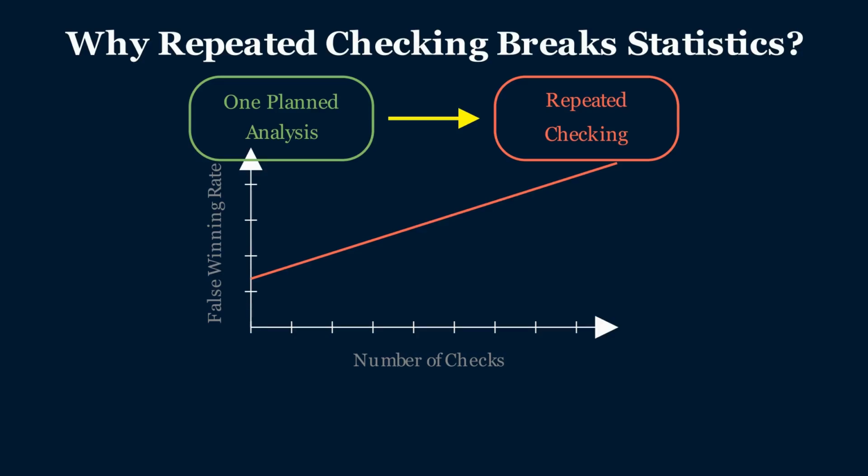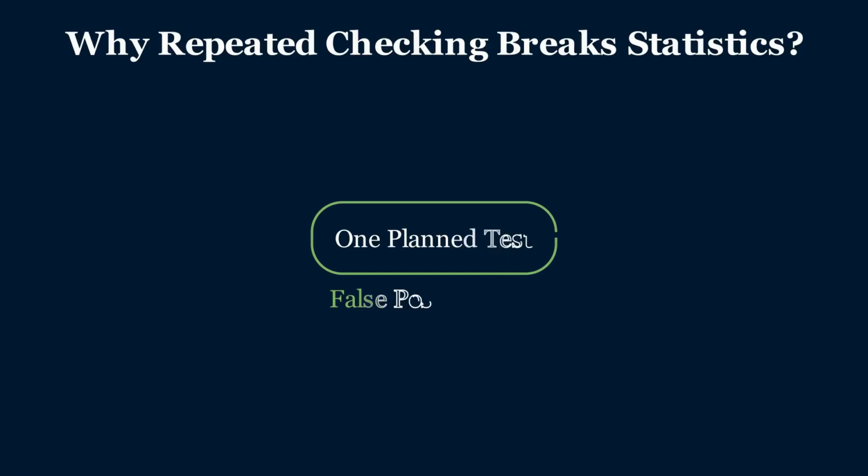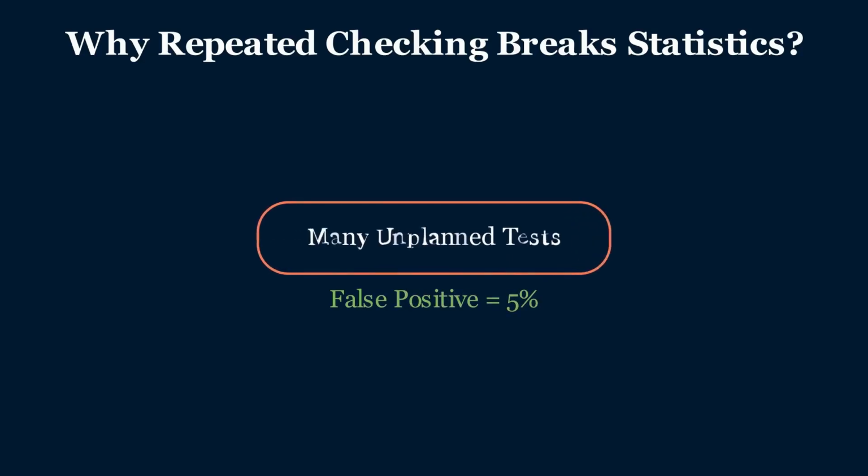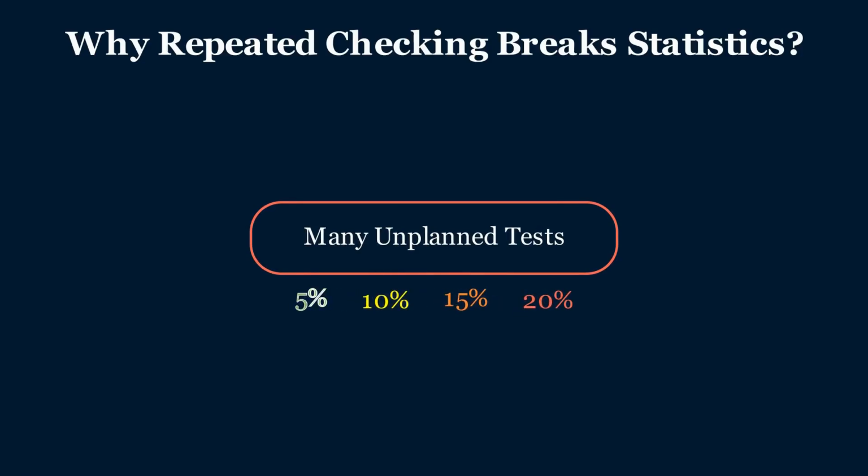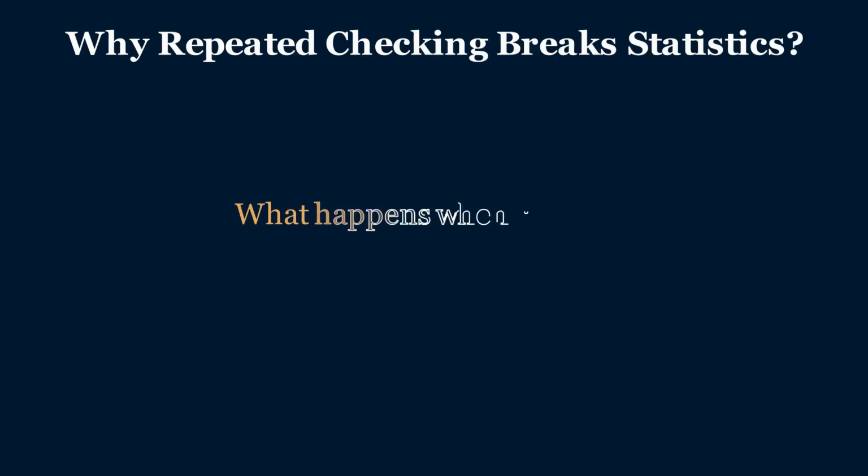Suppose you look at results every morning. Each look is another opportunity for random fluctuations to cross the significance threshold. As those opportunities accumulate, the probability of declaring a false winner also increases. This phenomenon is called alpha inflation. Although every individual test still uses alpha equals 0.05, the experiment as a whole no longer has a 5% false positive rate. It may become 10%, 15%, 20%, or even higher. Without realizing it, you have quietly changed the statistical rules of the experiment.